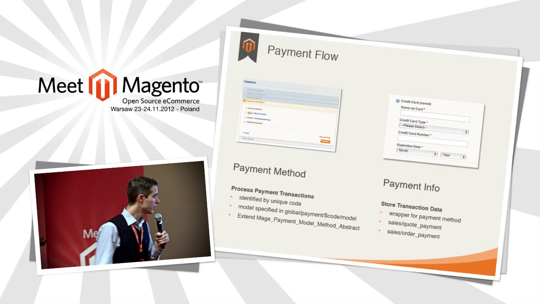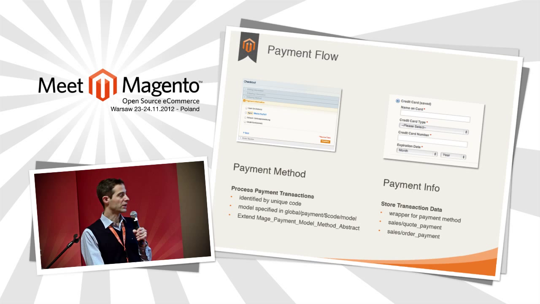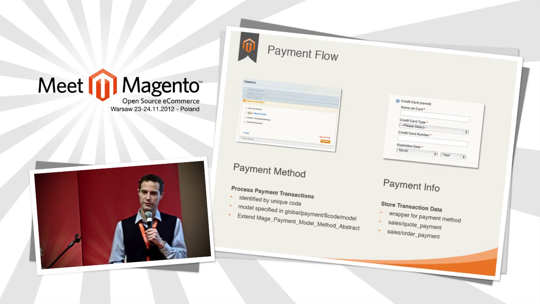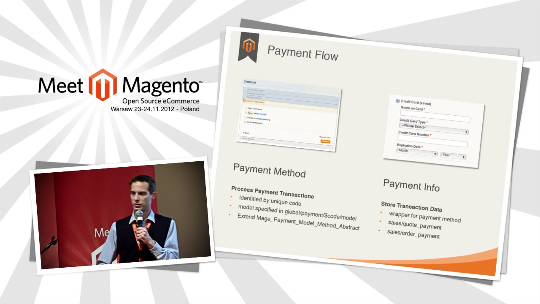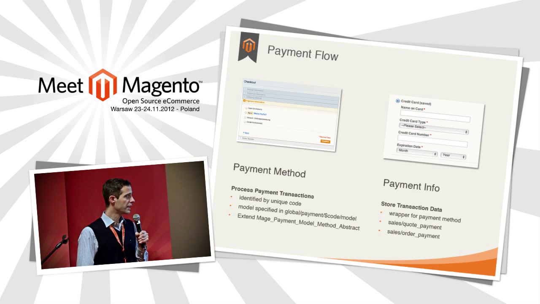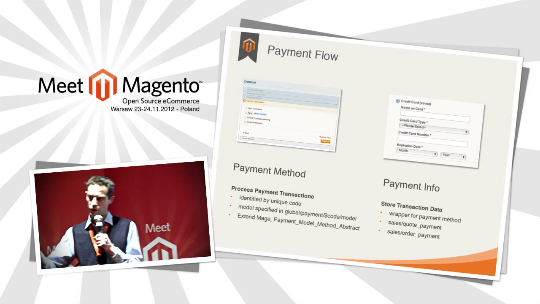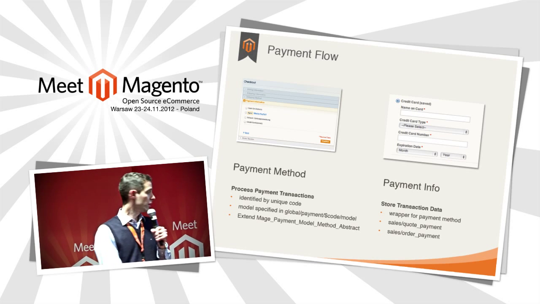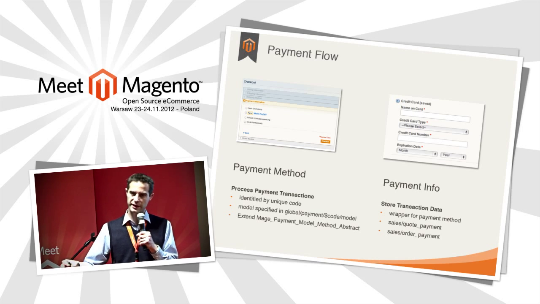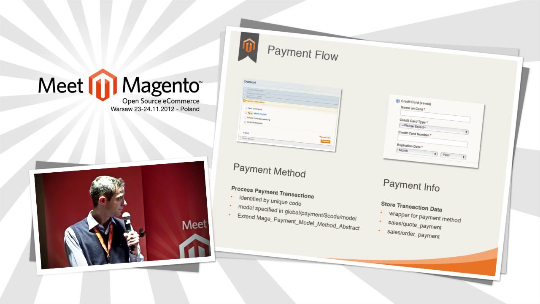Now the payment info stores the transaction data. For example, you probably wouldn't want to store credit card info, but maybe account information or some other kind of tokens or whatever you need to store. And they also provide a wrapper for the payment method. So the quote and the order normally don't work with the payment method instance directly, but just work through the payment info classes.